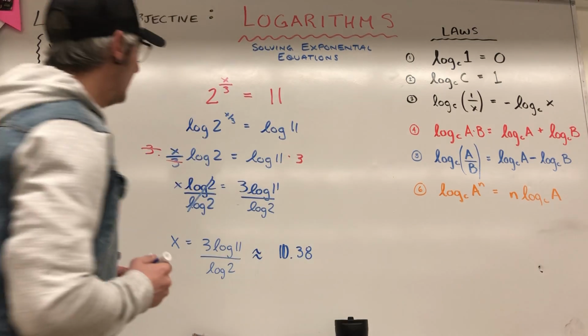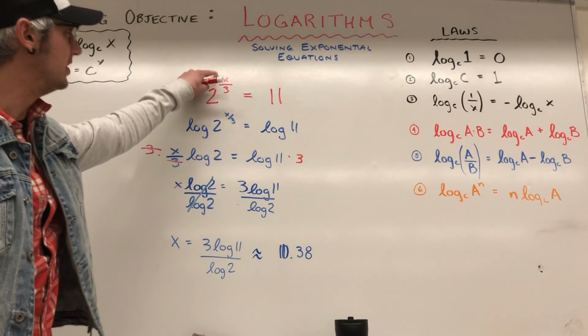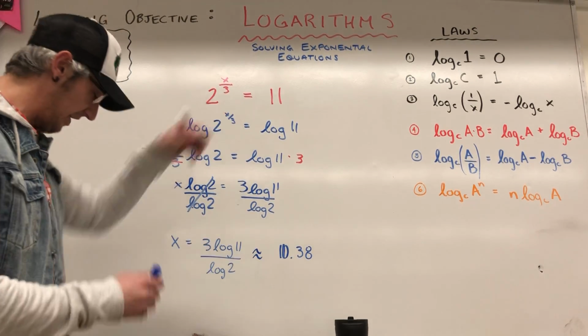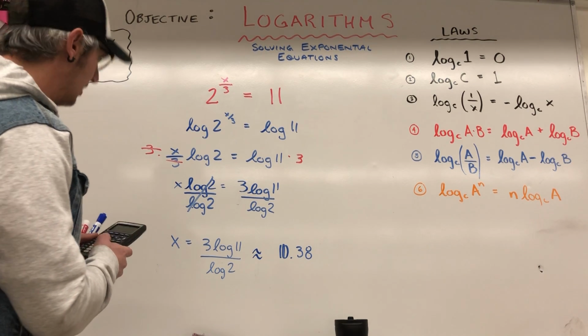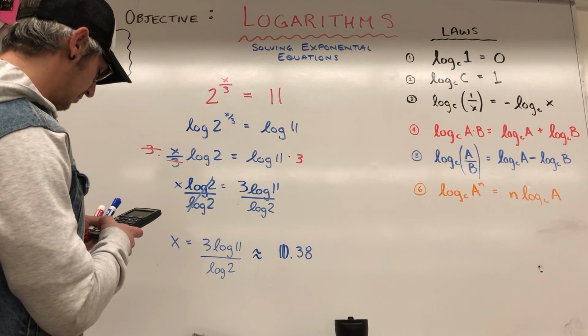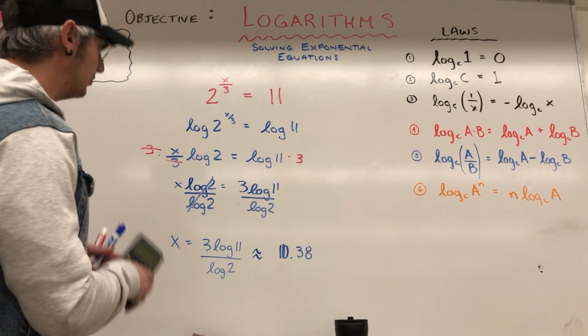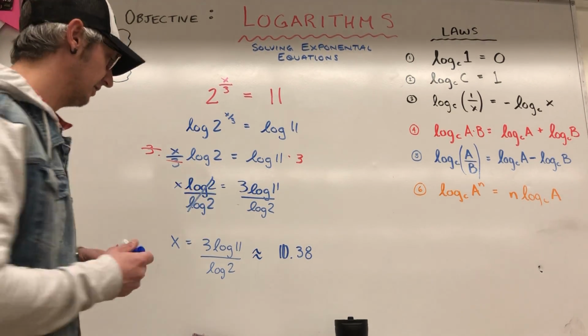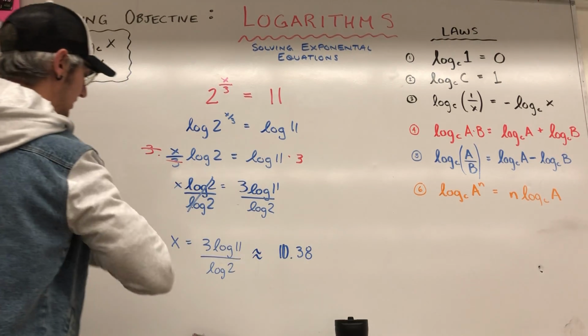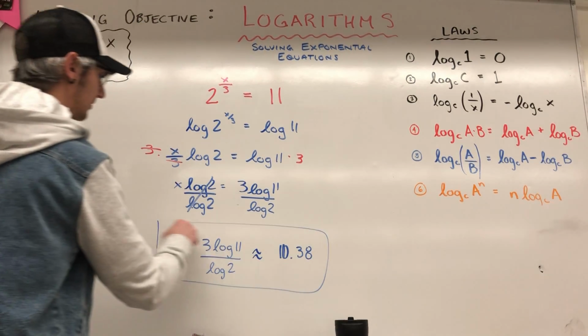10.38. And I can check my work by just basically putting 10.38 in for x and making sure that it's going to give me 11. So 2 to the power of 10.38 divided by 3 is equal to 11. That's all I have to do. So this is my answer right here, which I'd like to put a nice box around.